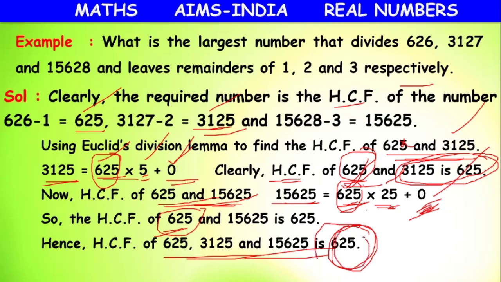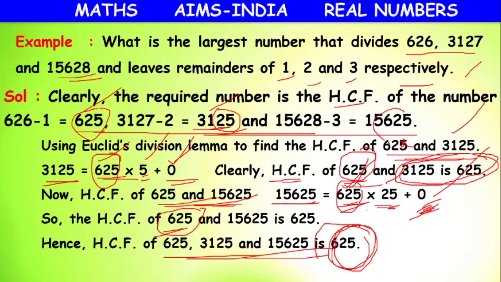So the HCF of these three numbers will divide the resulting numbers exactly, not the given numbers. So it will divide the given numbers by leaving the remainders 1, 2, 3 respectively. Like that, we can solve the questions by making use of the Euclid division algorithm.